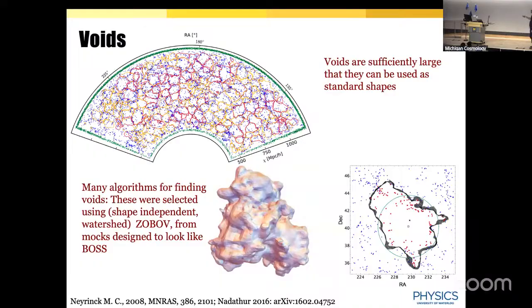If you look at any one void, it does not look spherical. But if you stack enough of them, thanks to Copernicus, we kind of know that they should look spherical in the end. The other good thing about voids is that it's allowed a lot of people to try and figure out how best to find them. There are many different algorithms, watershed algorithms, spherical finders, where you just smooth the field with a spherical filter and you look for peaks, look for troughs, and so on.